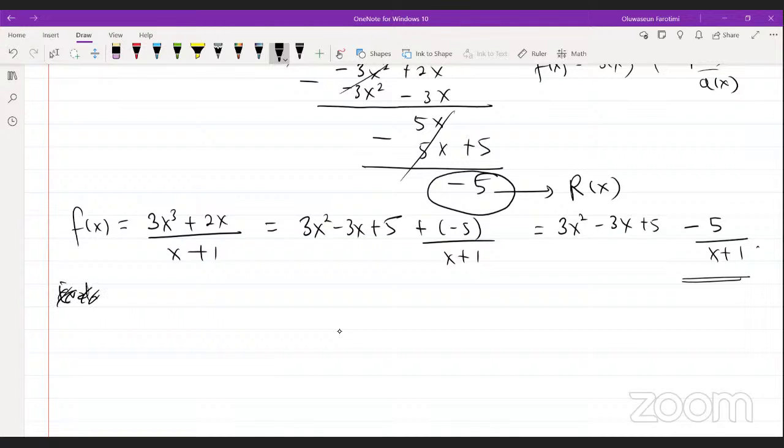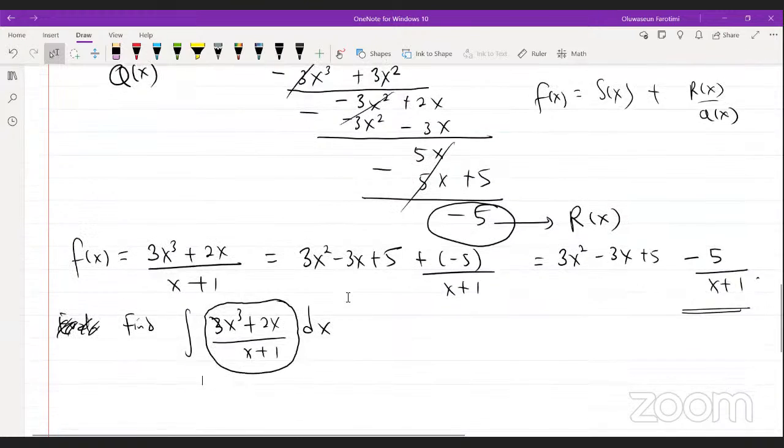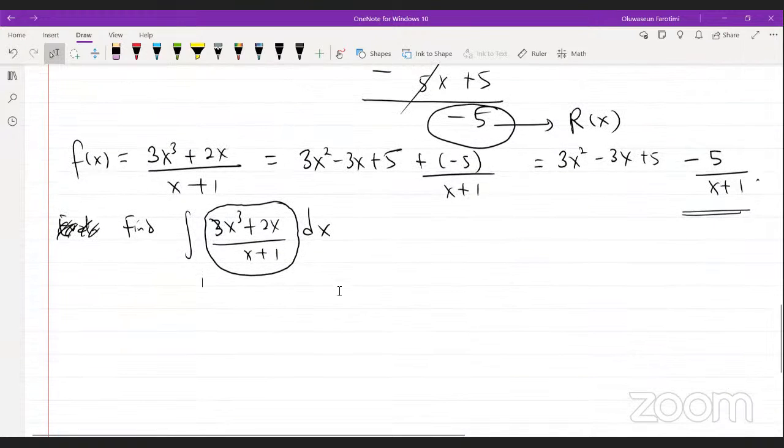Let's just say, what if we had this question? So what would you have done, guys? You're going to take this integrand, because this is a rational function. You're going to split it exactly like what we just did so far. So at the end of the day, this is what happens.